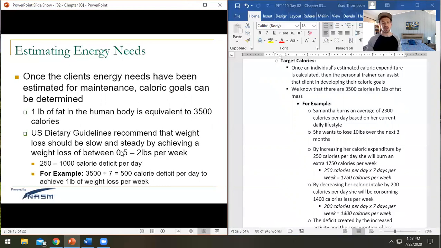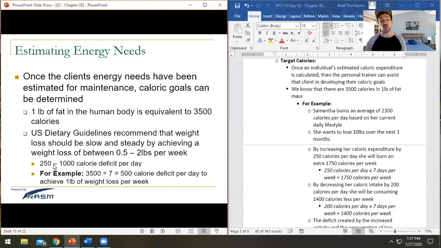So we're going to focus on 1/2 to 2 pounds per week. Another really good rule of thumb is 0.7% of total body weight per week to lose a certain amount of weight while minimizing muscle loss. So if we're aiming for 0.5 to 2 pounds per week, that's going to be about a 250 to 1,000 calorie deficit per day, right?